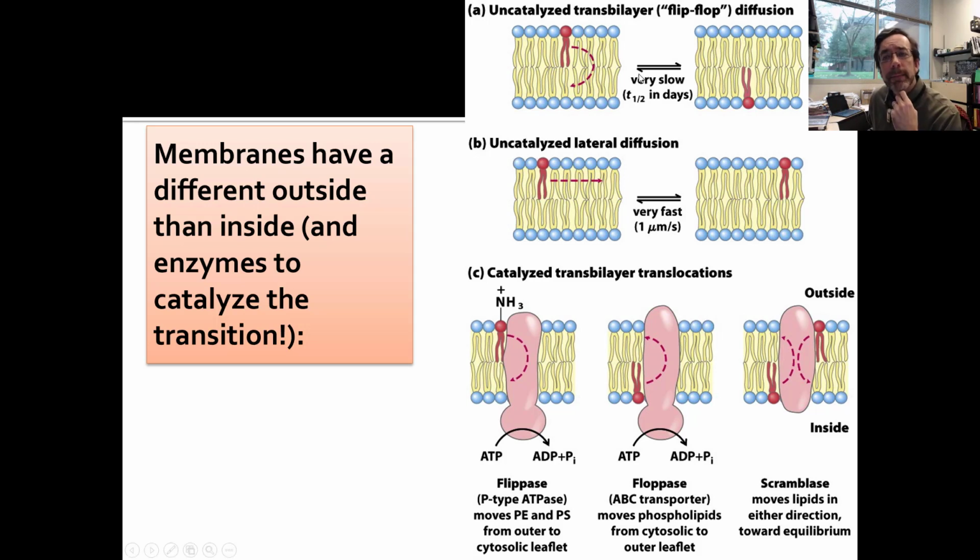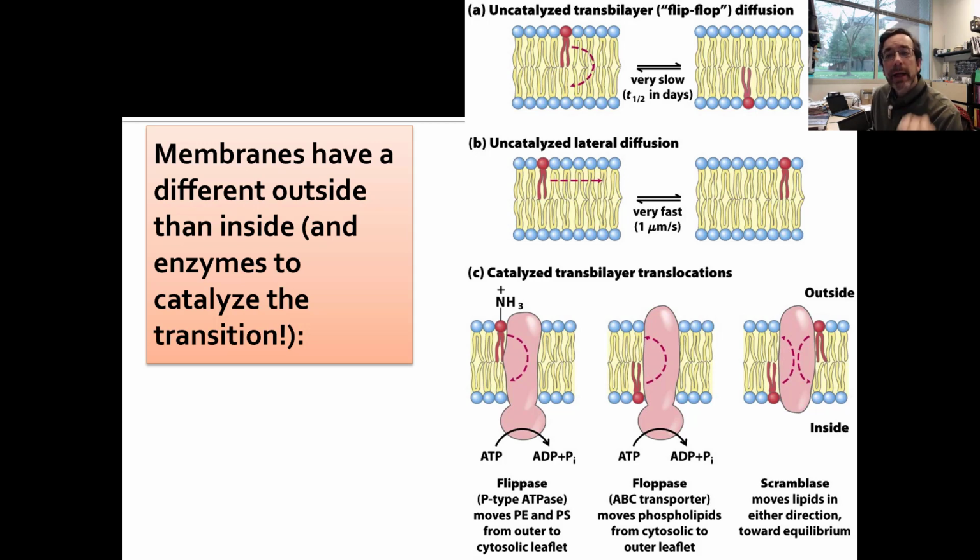If you have the transbilayer, or what they call flip-flop diffusion, if you have a lipid trying to move from the outer leaflet to the inner leaflet, the outer part of the bilayer, then that's going to be very slow because the transition state for that is really high. You have to be submerging the positively or negatively charged head group in a very hydrophobic environment. Hydrophobic environment takes a lot of energy. That kind of energy doesn't come along very often, and it takes days for a lipid to move from inside to outside. That means it's not just going to happen.